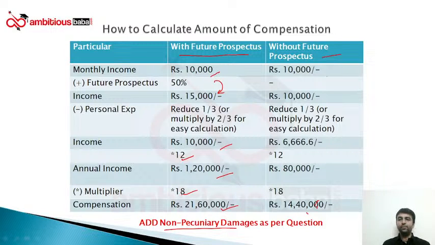Now coming to the example without future prospects, it is simpler. No future prospects are taken, the salary will be taken as it is, nothing will be added, 1/3 will be reduced, multiply it by 12, calculate the annual income and multiply it with the age factor, and you get the final answer. You can see the difference. With future prospects, when the court considers that this person will be earning more in future, the compensation offered is more, and when it is not considered, the compensation offered is less, right? That is the reason courts take these things into consideration.